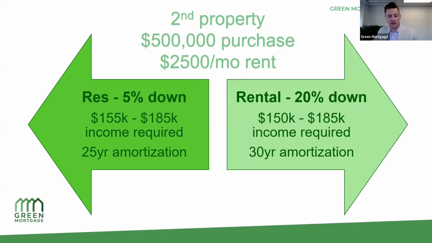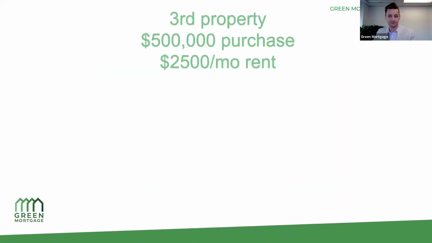Now, on the other side of things, on a rental property with 20% down, depending on the amount of income required, because lenders are using less rental income on the property itself that you're financing, you might actually find that you need a similar amount of income in order to qualify. But regardless, that income level is still increasing. So you're starting to get into the $150,000 or $185,000 income levels in order to buy that property.